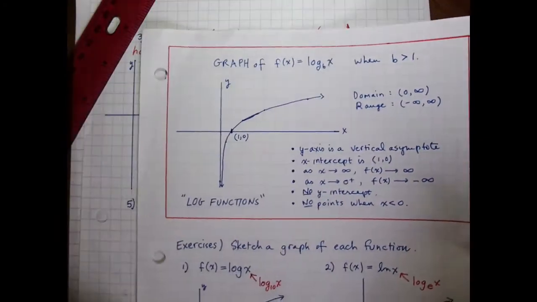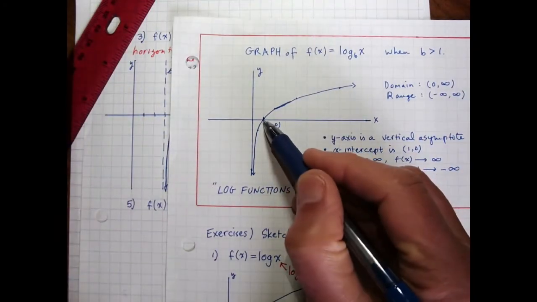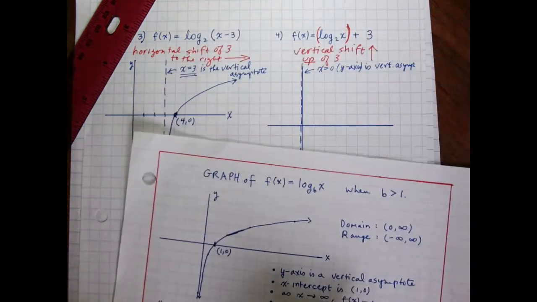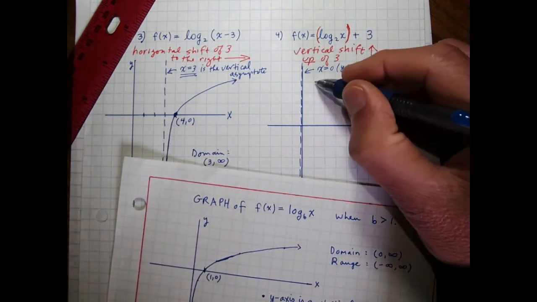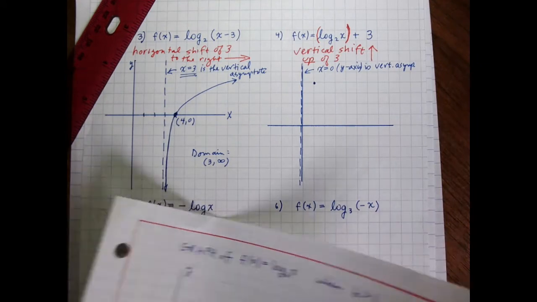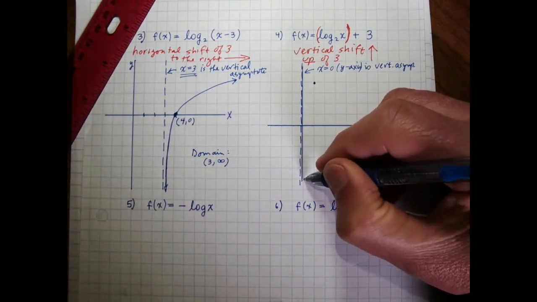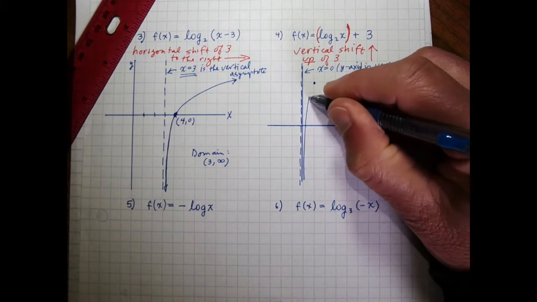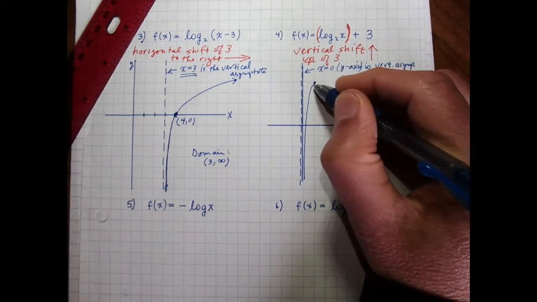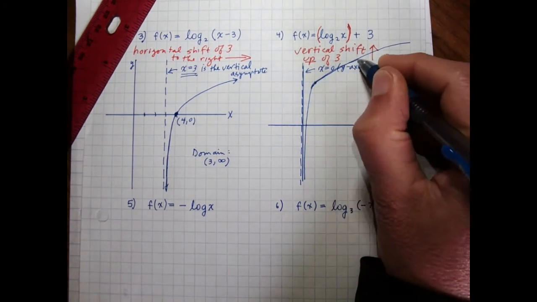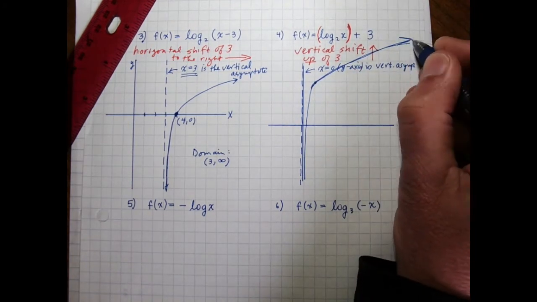My point at 1, 0, my old x-intercept, is going to shift upward 4 units. I'm going to have a graph. Well, I guess I didn't give myself enough room. I'm going to just write over the top of myself here. Go around the corner and take off.